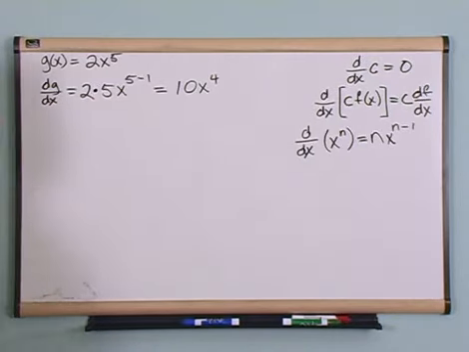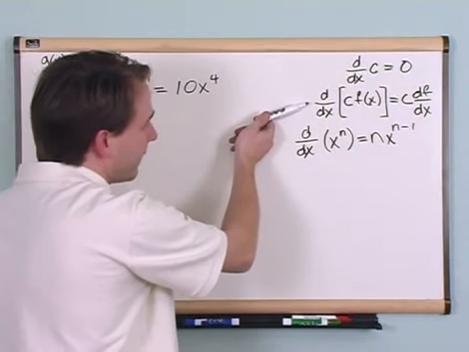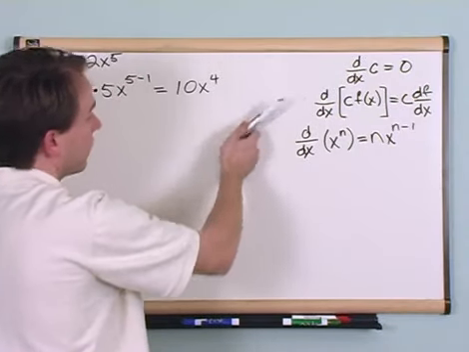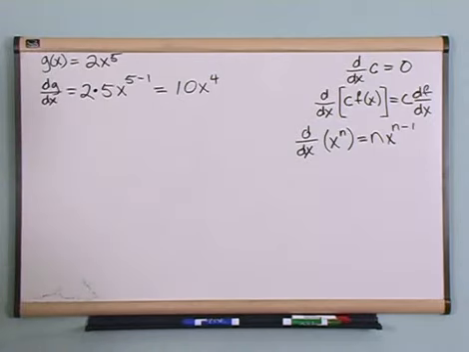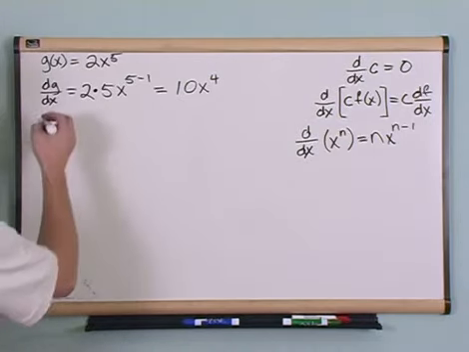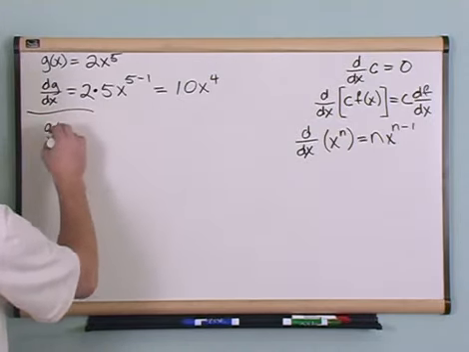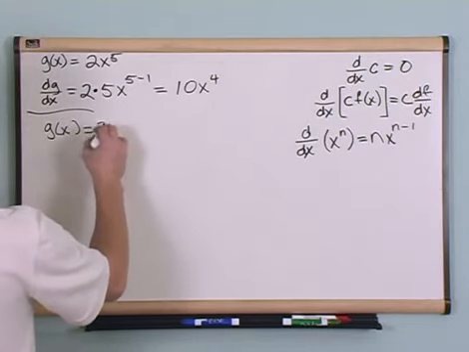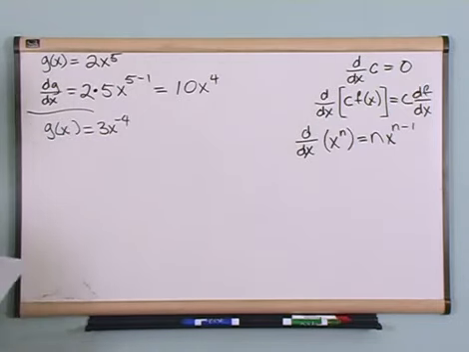Now, at the end of the day, you won't ever have to think about using this property. It will become second nature. But this is the rigorous way in which you do it. What if you had g of x is equal to 3x to the negative 4th power?